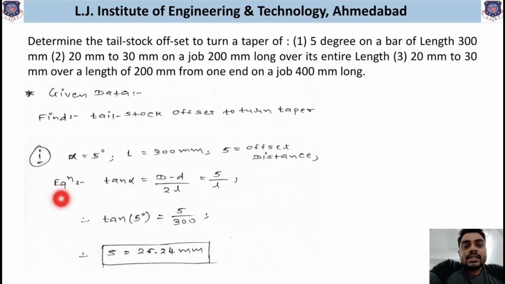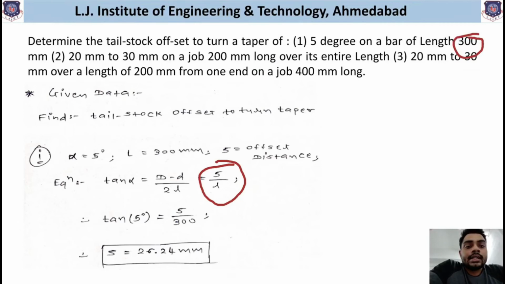Now using this equation that we have obtained in our taper turning topic, tan alpha equals capital D minus small d divided by 2 into L. And as we know, capital D minus small d divided by 2 is nothing but the offset distance, so we can write S divided by L. So now our equation will be tan alpha equal to S divided by L. Now we have alpha as 5 degree, so tan 5 degree equals the offset S, which we need to find, divided by L, and the value of L given over here is 300 mm.